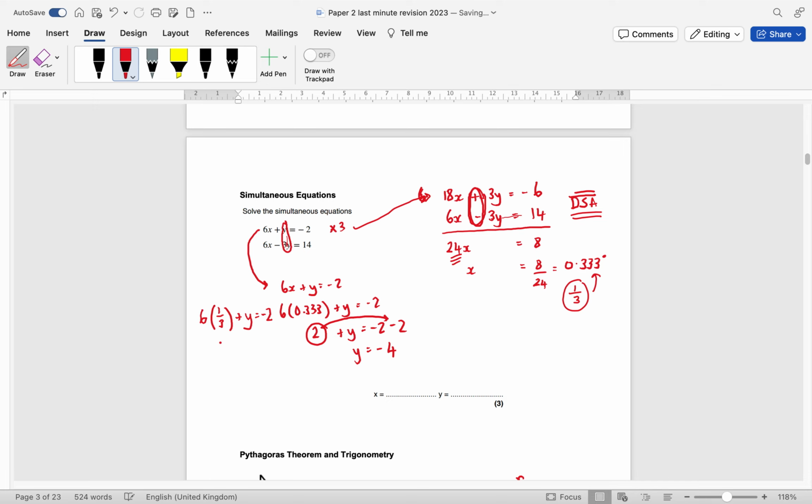And if you put that into your calculator, 6 times a third, you'll see it's 2 plus y equals minus 2. And the opposite of this positive 2 is to take it away from here. So y equals minus 4. And they are your answers. 1/3 and minus 4. I would look at other examples of that though.